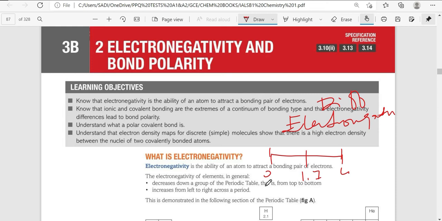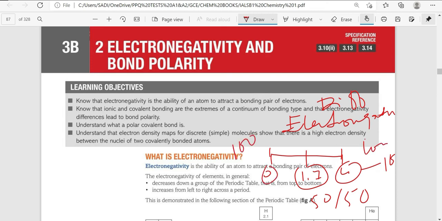Okay, so if the difference is 1.7, then it will have 50%. The characters are 50% ionic. We can call it 50-50. On this side 100% ionic, on this side 100% covalent. I told you there is no 100% ionic, there is no possibility for 100%, but 100% covalent is possible.